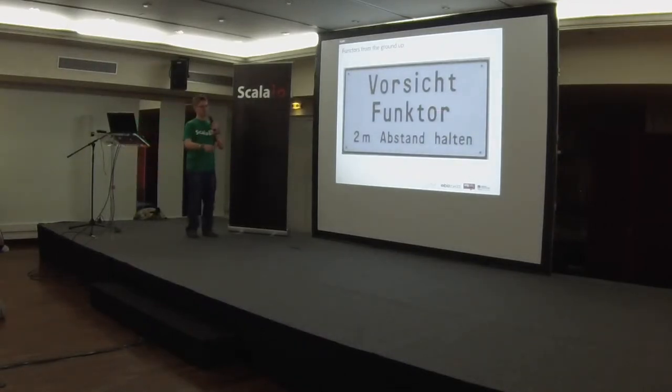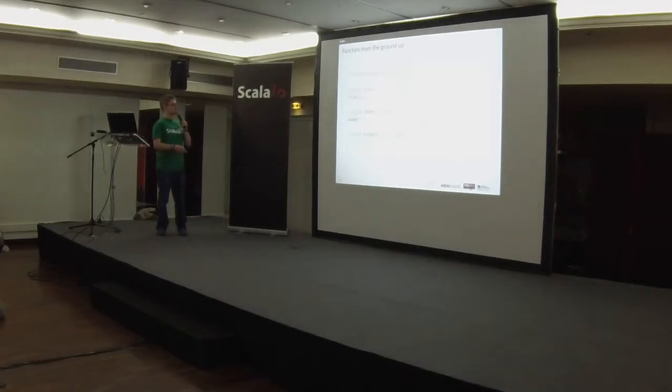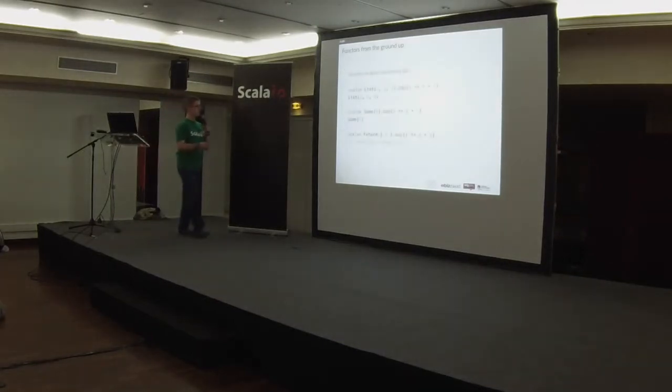Functor in German means remote control gate. It's a nice pun for all the German speakers here. So what is a functor? A functor is something which describes the transformation of data. So if you have a list and you apply the map function, you transform all the pieces of data which are in that list. And you can have a lot of functors, so many things have data in them.